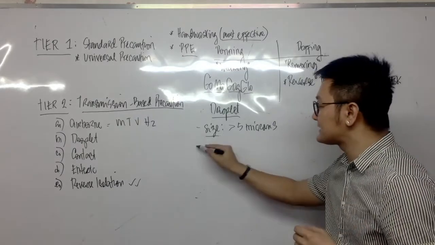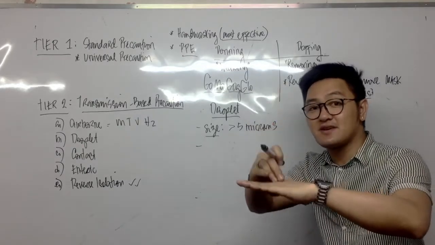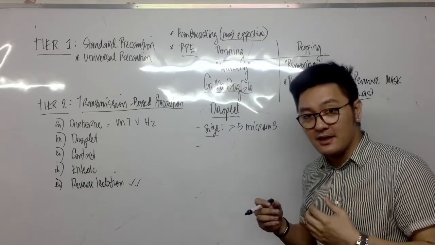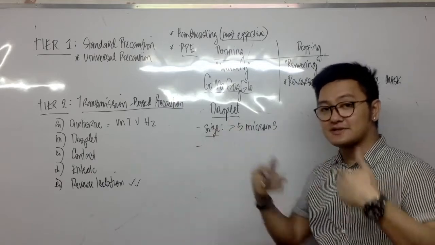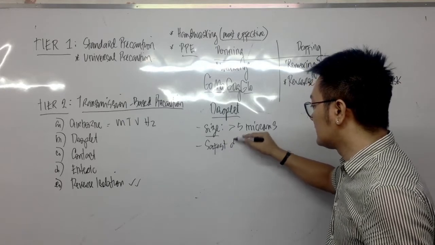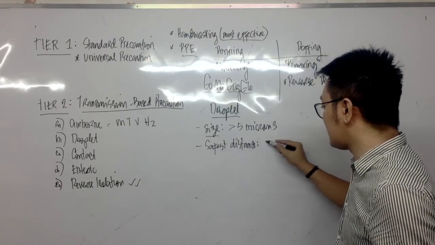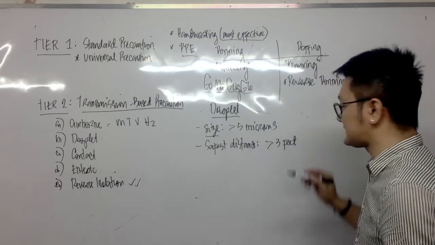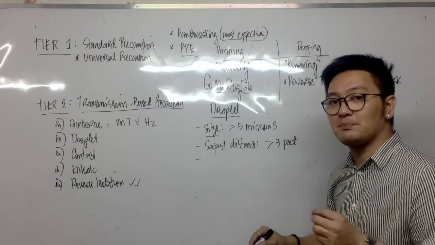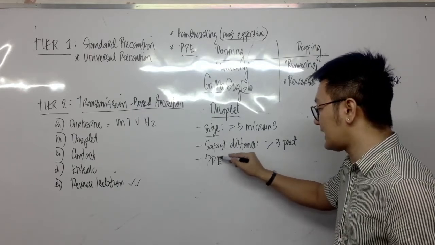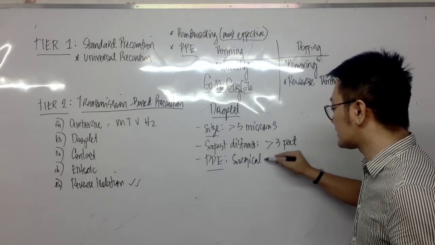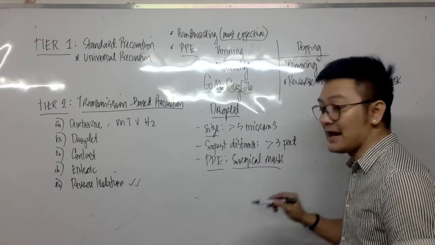Can you follow? Having said that droplet goes to specific surface, the question here, what must be the distance of the nurse from the patient to protect the nurse not to get droplet infection? Answer, safest distance must be more than 3 feet. Can you follow? Not less than 3 feet. Okay? Next, patient with droplet infection, what do you think is the most ideal PPE? Answer, your typical surgical mask, not N95.